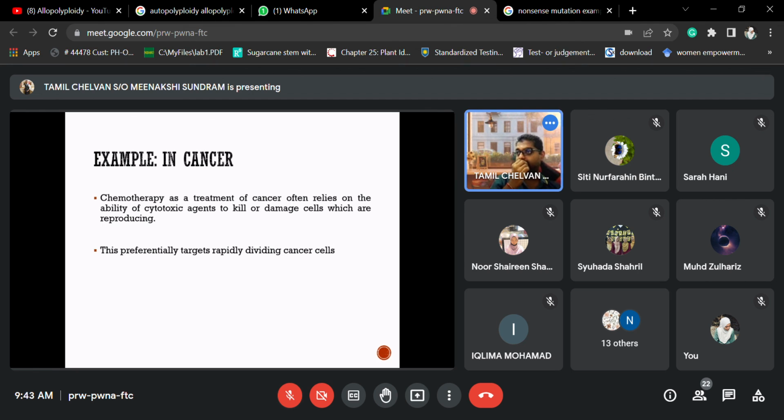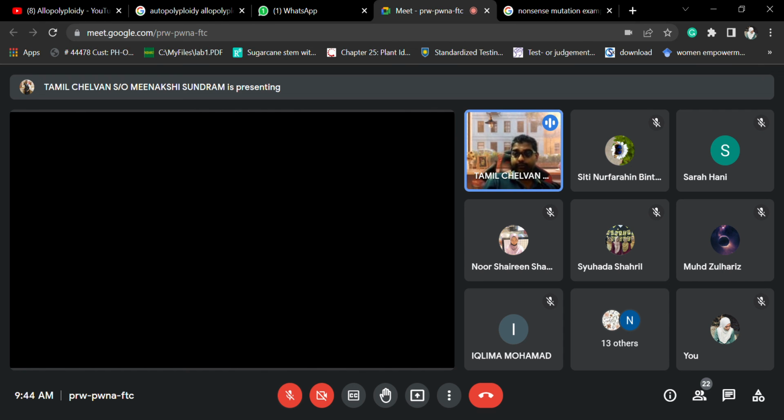in cancer, chemotherapy as a treatment of cancer. Chemotherapy means this is a chemical treatment for cancer, often relies on the ability of cytotoxic agents to kill or damage cells which are reproducing. Okay, cytotoxic agent lah, it uses compounds that preferentially target rapidly dividing cells. So this example is in cancer. Okay, that's it for today.